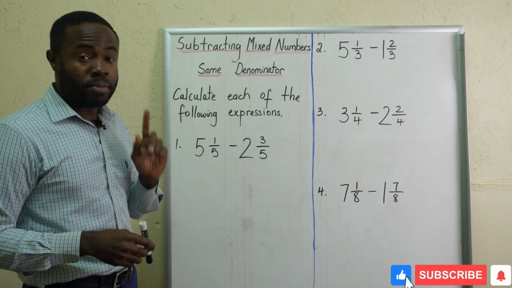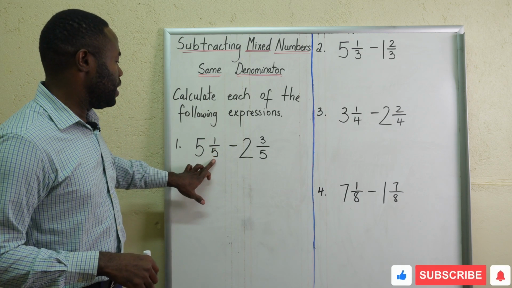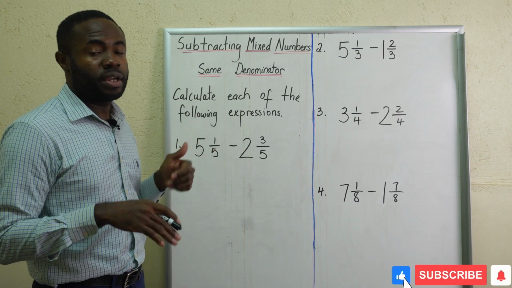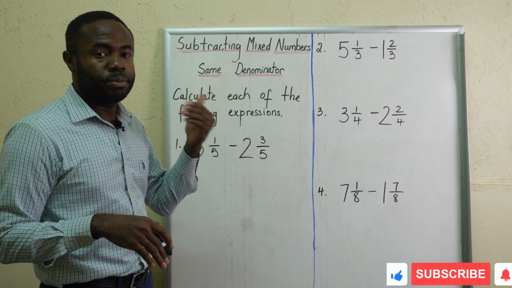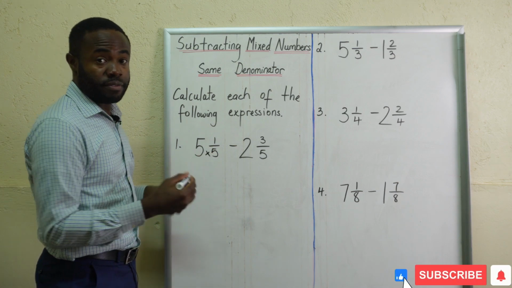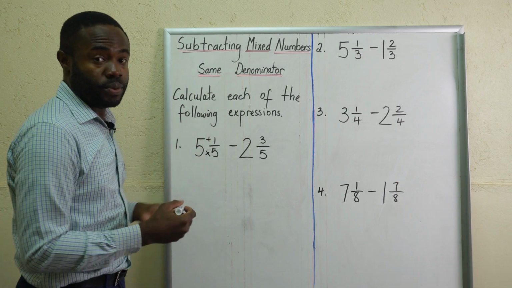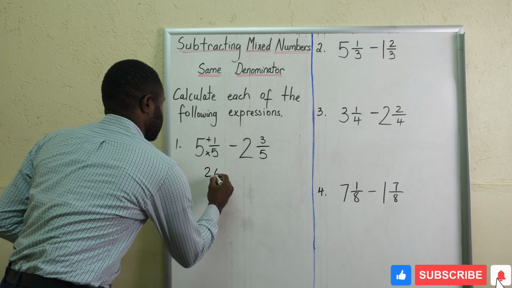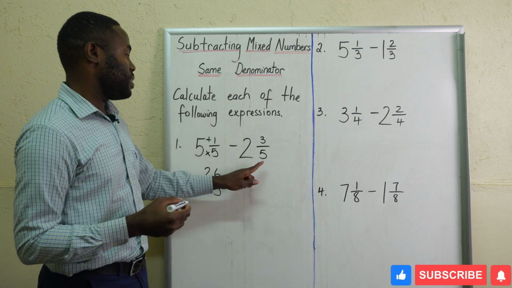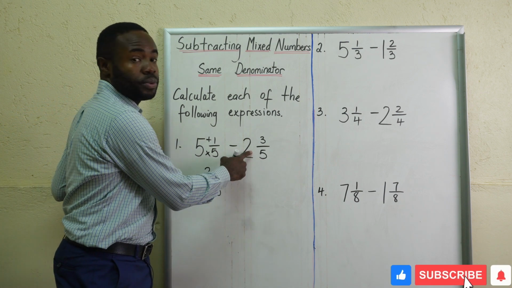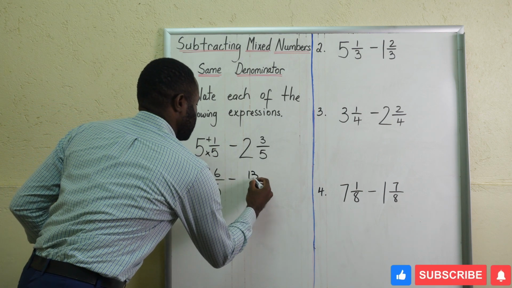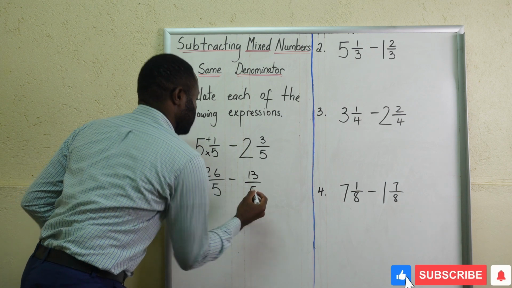So let's convert them. Remember now, we multiply the denominator by the whole number, then the product we get, we add it to the numerator in order to convert the mixed numbers to improper fractions. Let's do it. So it's 5 times 5, which is 25, plus 1, which is 26. So it's 26 over 5. Put your operator, which is subtraction. Let's do the same for this one. So it's 5 times 2, which is 10, and then 10 plus 3 is 13. So 13, and then put back your denominator.